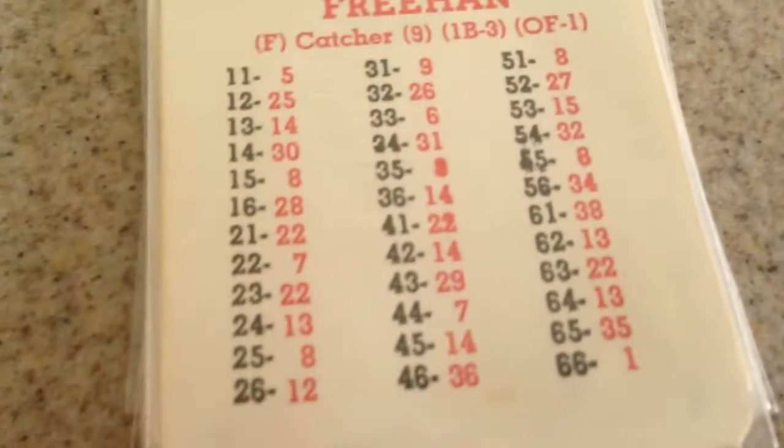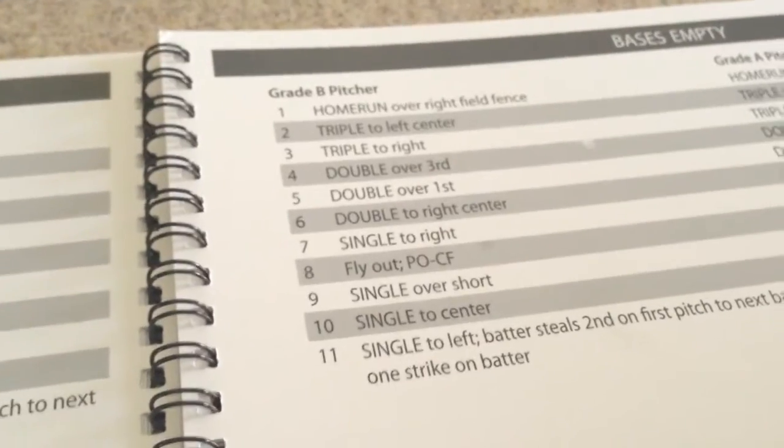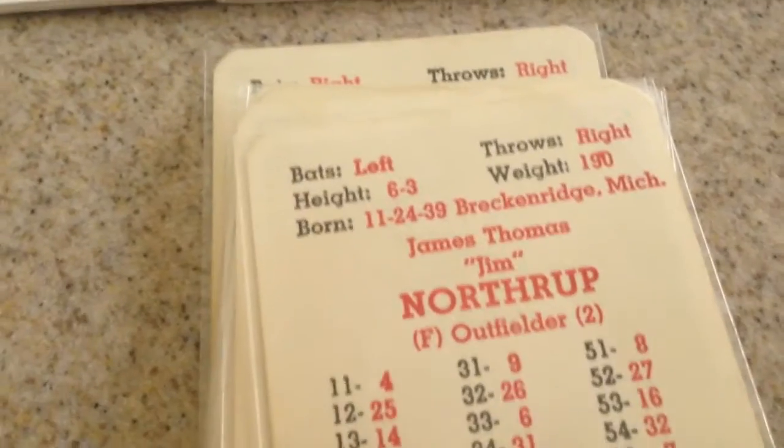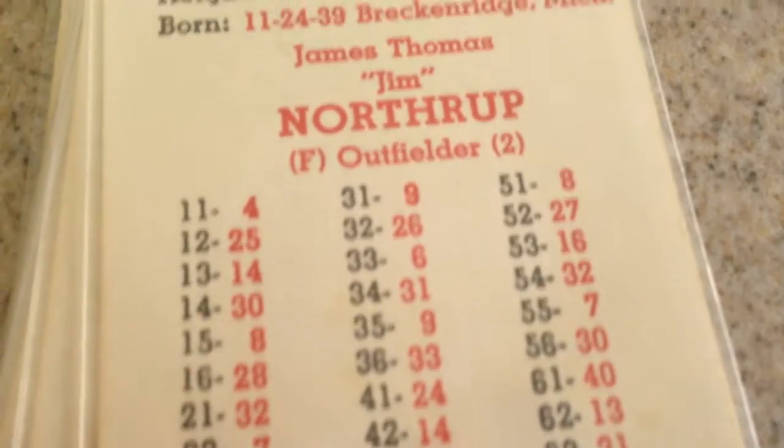25 is an 8. An 8 against a B pitcher is a fly out to the center fielder. One away. Jim Northrup. Fox. Silver fox. Silver fox, wasn't it? And the gray fox. 55. 55 is a 7. 7, grade B, is a single to right field. So we have a runner on first. He's a fast runner.